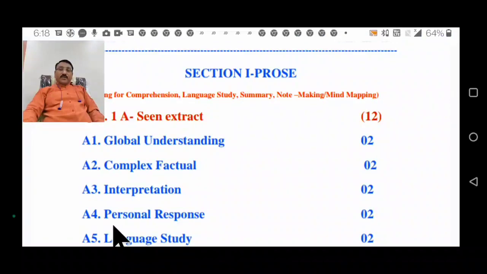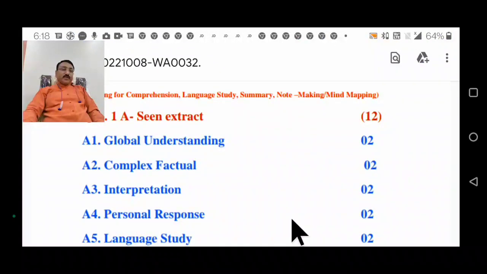The fourth activity is personal response. This activity also carries 2 marks. Here the student has to express his own opinion. The student should not copy a single word, phrase or sentence from the given extract. Whatever the student writes as an answer, as a response in this activity, would be purely the student's contribution. The student has to respond with the help of his own imagination and his own thought process.